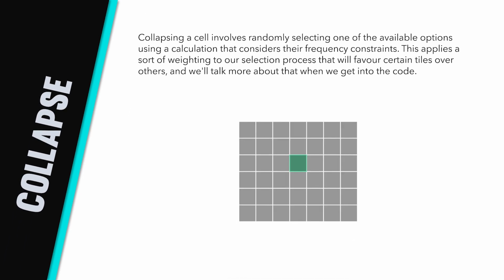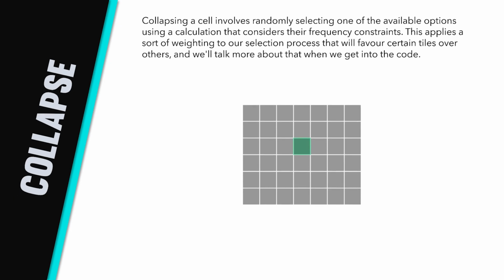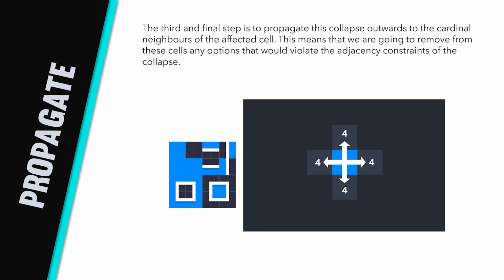Collapsing a cell involves randomly selecting one of the available options using a calculation that considers their frequency constraints. This applies a sort of weighting to our selection process that will favor certain tiles over others, and we'll talk more about that when we get into the code. The third and final step is to propagate this collapse outwards to the cardinal neighbors of the affected cell. This means that we are going to remove from these cells any options that would violate the adjacency constraints of the collapse.